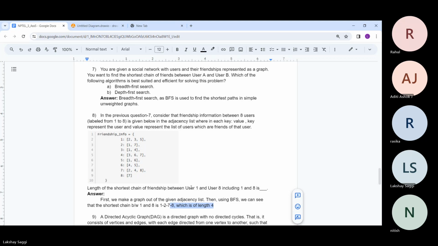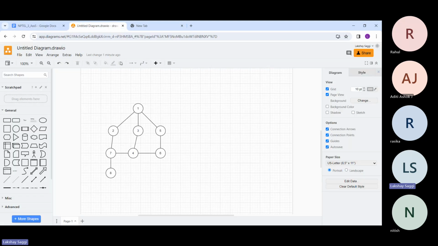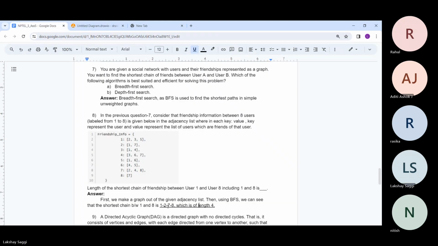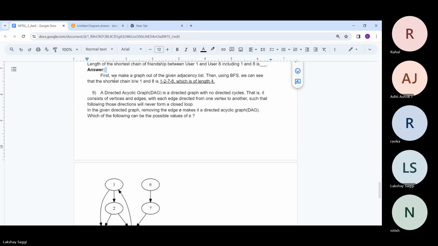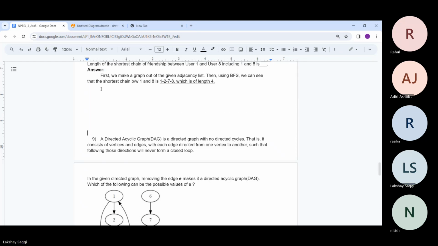So this will actually be the correct answer, that 1, 2, 7, 8. This chain will have a length of 4 because we have to include both user 1 and user 8 in the length. I'll include this graph also in the final solutions which I upload. But this is the main idea. So I hope this is clear to everyone. Then maybe we can come to the 9th question now.